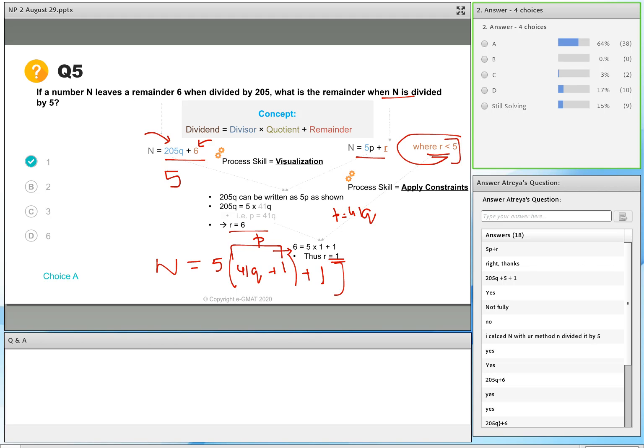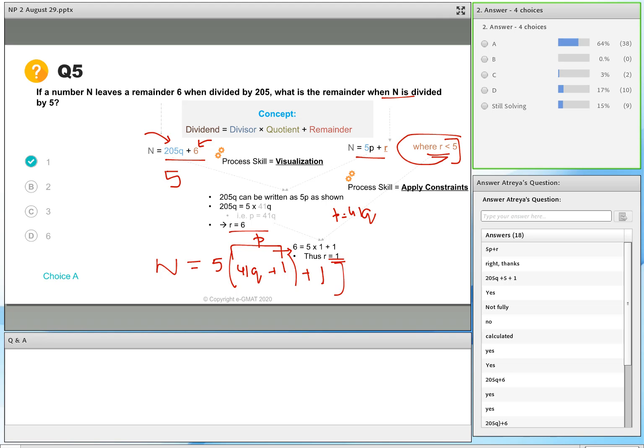I cancel n with your method and divide. Again, you don't have to cancel n. You're just comparing the RHS because the LHS is the same. So you're comparing 205q plus 6 and 5p plus r. You're just comparing them, not cancelling anything per se.